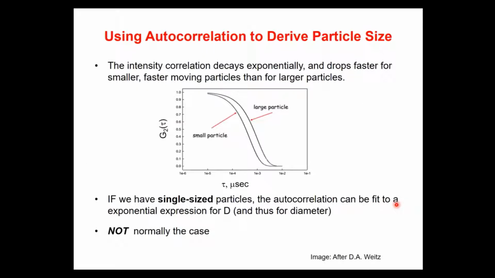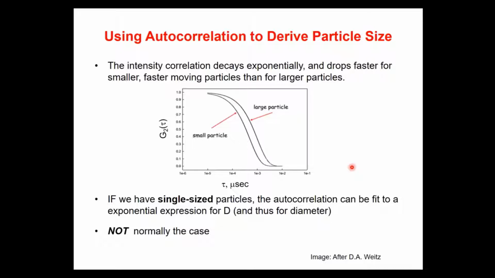So the intensity correlation should decay exponentially, and it should drop more quickly for smaller, faster moving particles. If we have a sample that consists of one size particle, then it's fairly straightforward to use that correlation decay to calculate how large the particle is, or how large all the particles are, rather. And we can distinguish between samples of small particles or samples of large particles by the rate of decay of the autocorrelation coefficient.